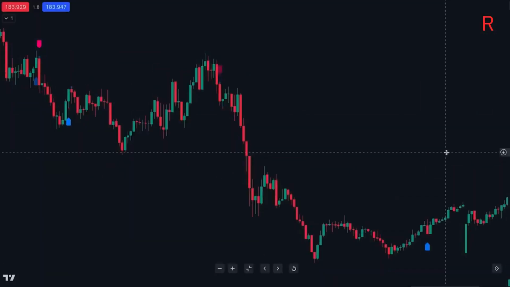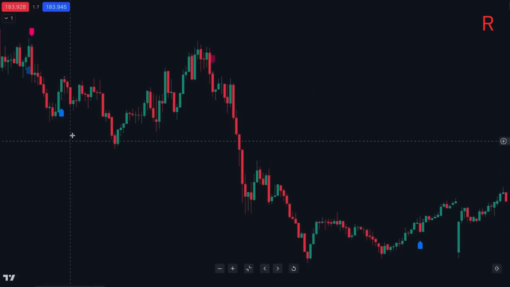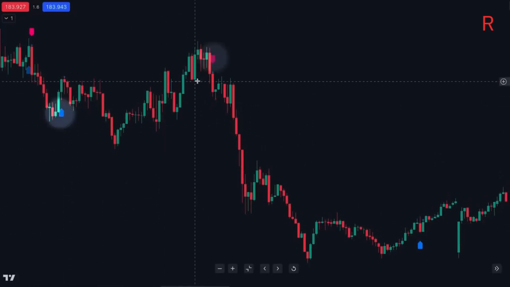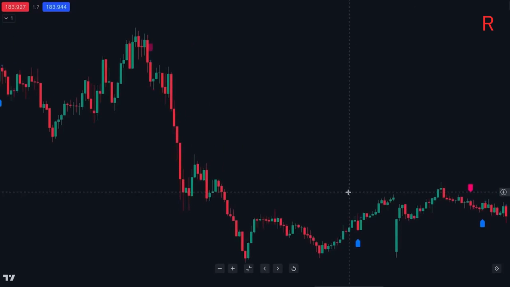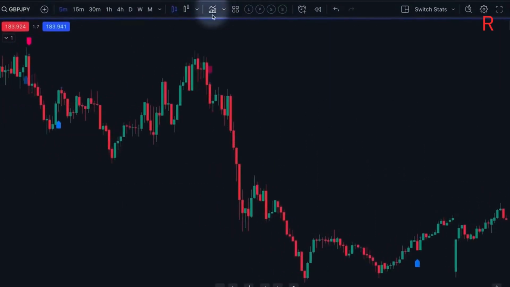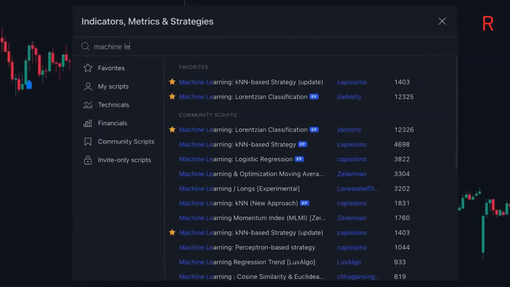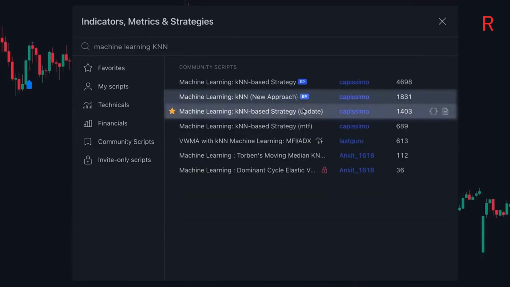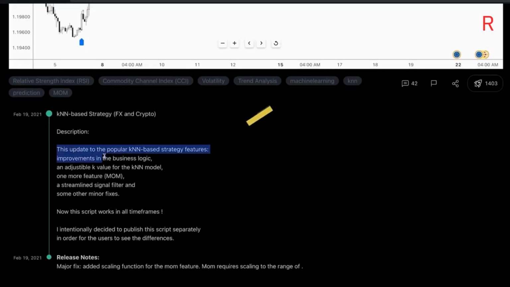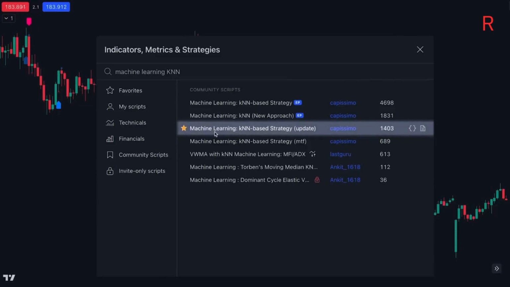profitability. The first indicator is programmed using a machine learning technique called nearest neighbors and provides these buy and sell labels to help identify market direction. We can access it by searching machine learning KNN update. The older version of this indicator received the Editor's Pick Award, which shows that it's one of the top indicators on the platform, but this is an even more updated version by the same developer. Here we can see the developer pointed out that while the previous version did not work on all time frames, this version does. Go ahead and add it to your chart.